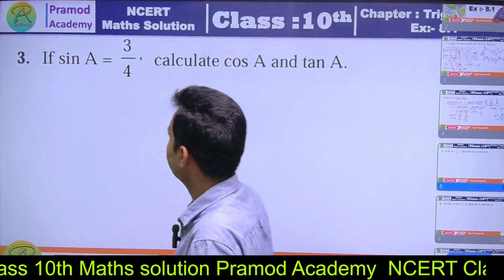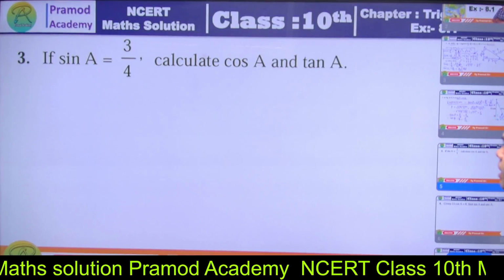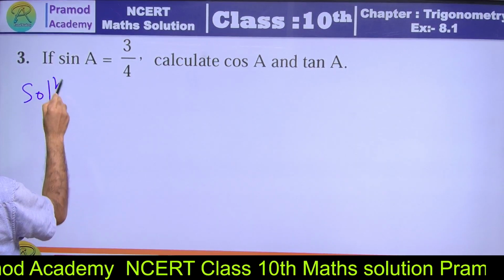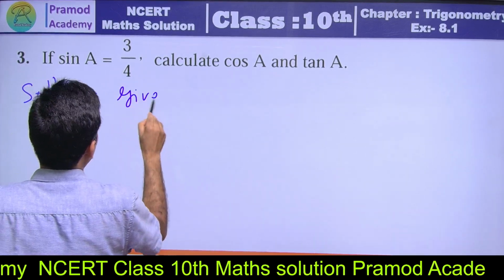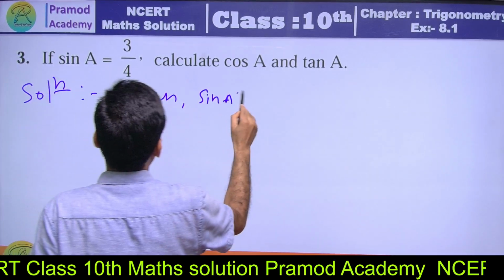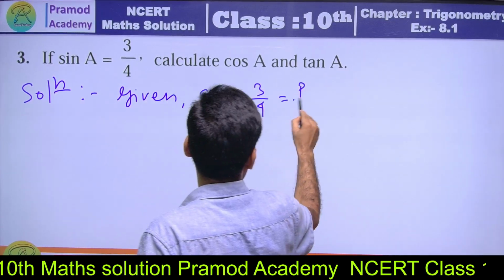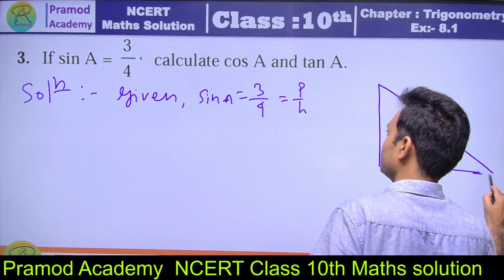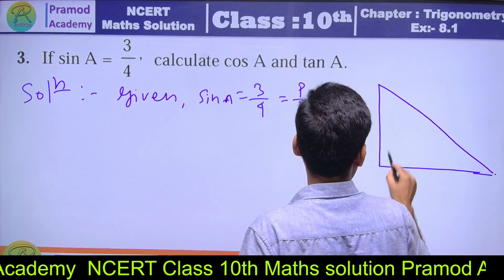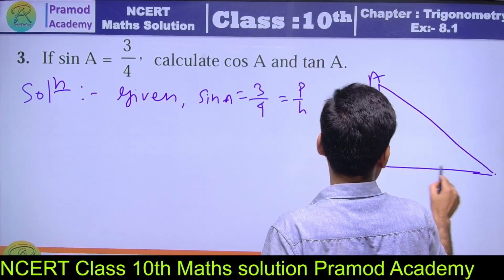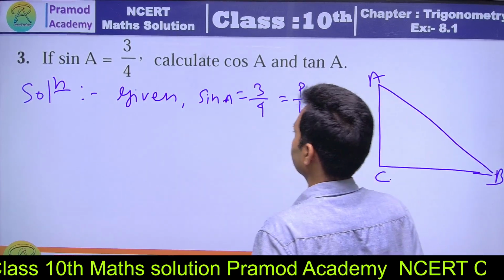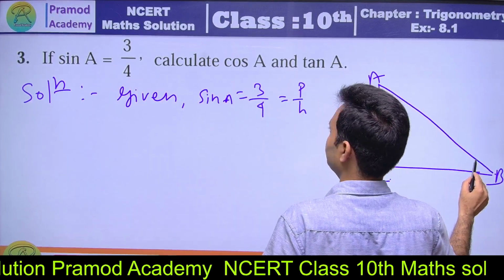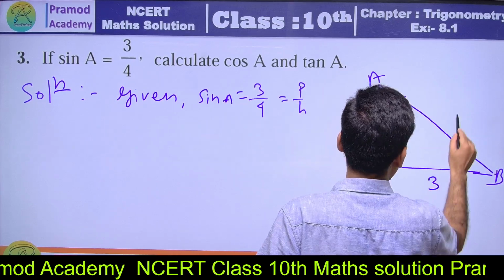Question number 3. If sin A equals 3 by 4, calculate cos A and tan A. So solution, given sin A equals 3 by 4, P by H. First of all, I will draw the right angle triangle here. A, B. So 3 and 4. According to A, this will be 3 and this will be 4.